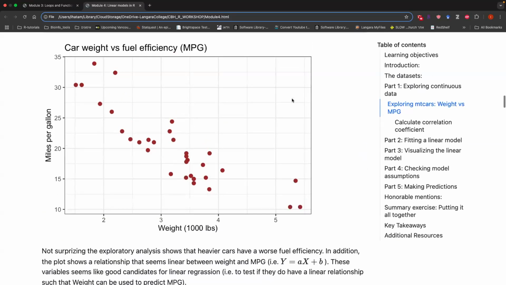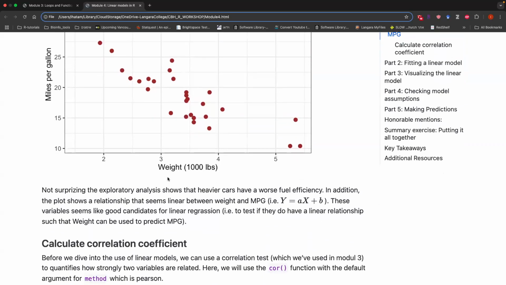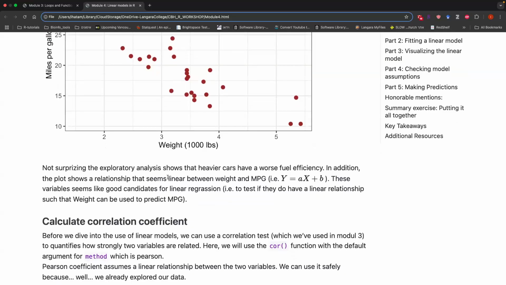So as we can see, that's the figure in the presentation. Not surprising, exploratory analysis shows us that heavier cars, which is here, this is the weight, have terrible fuel efficiency. Heavier cars, terrible fuel efficiency. Lighter cars, great fuel efficiency. Makes me feel really good for my Kia Rio. But we can also see that the relationship seems linear.